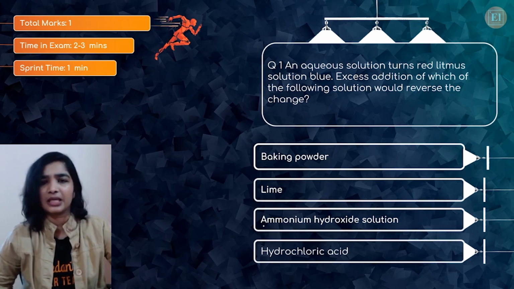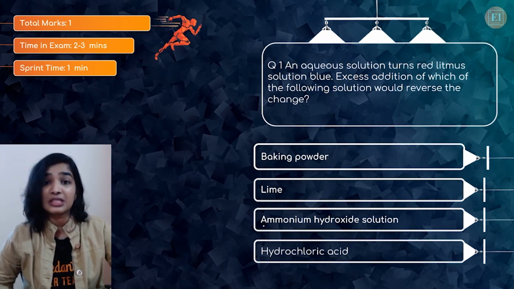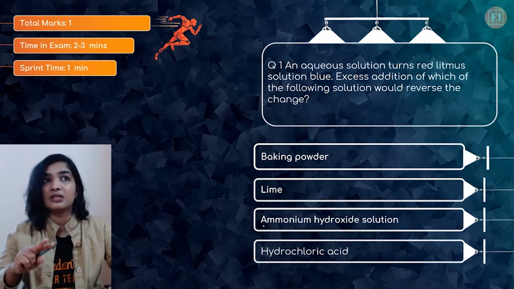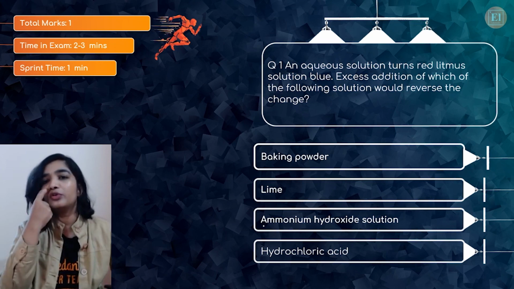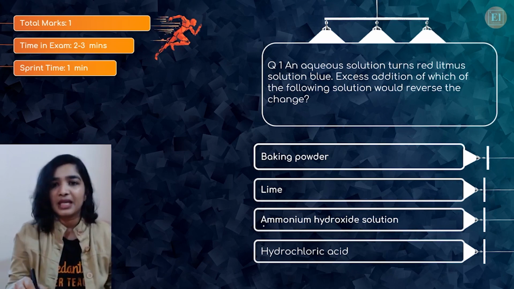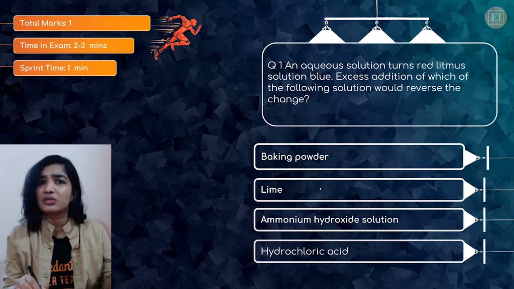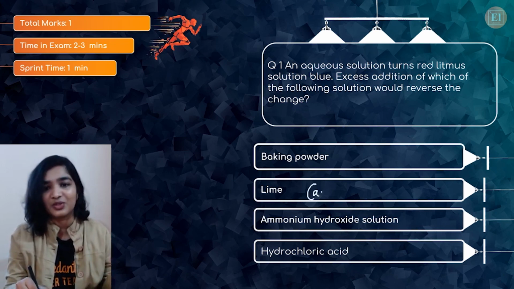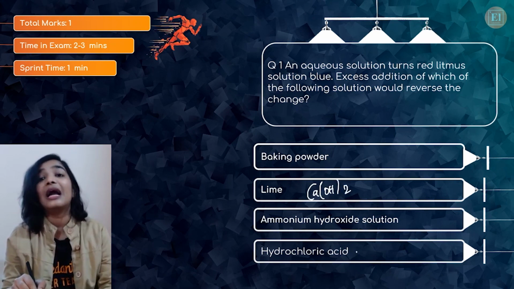First question: an aqueous solution turns red litmus blue. Okay, so it must be basic in nature. Excess addition of which of the following solutions would reverse the change? That means it should turn blue litmus red. So what should you add? Baking powder, it is basic. Lime, it's not lemon juice, a lime is Ca(OH)2. Ammonium hydroxide, again a base. Hydrochloric acid.